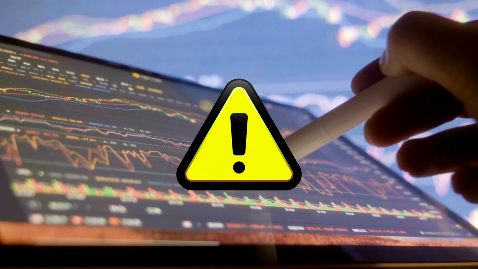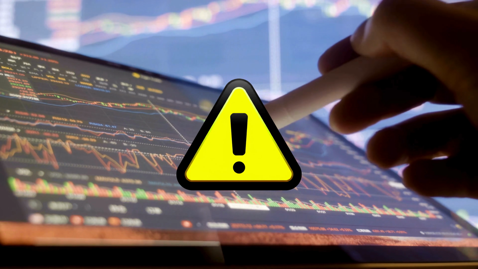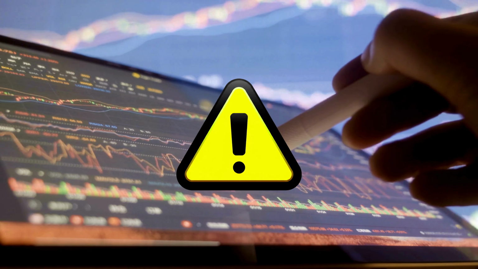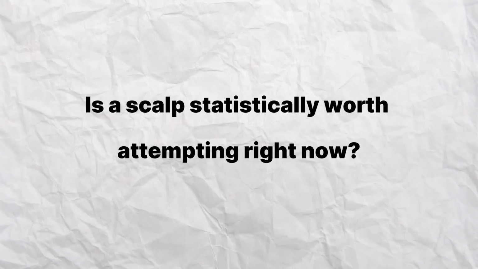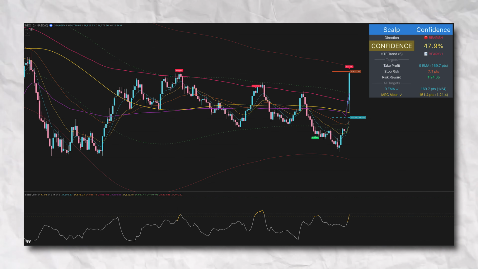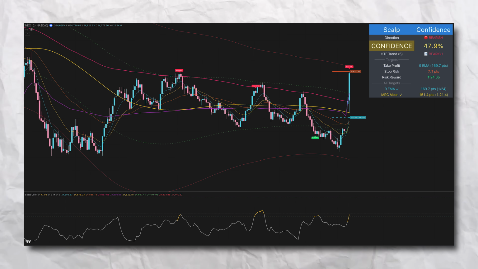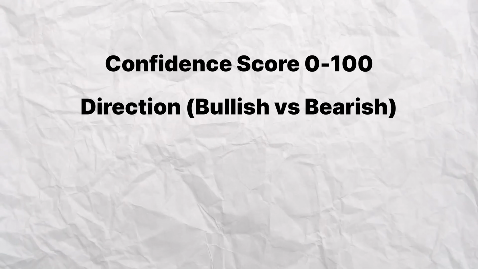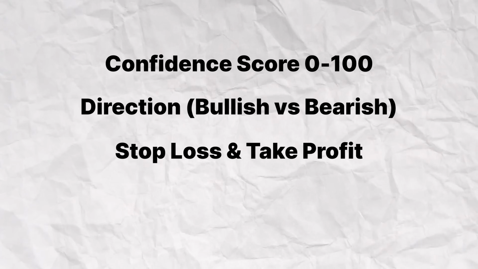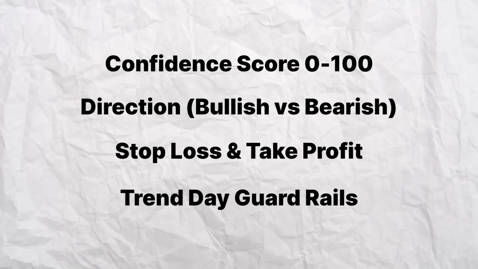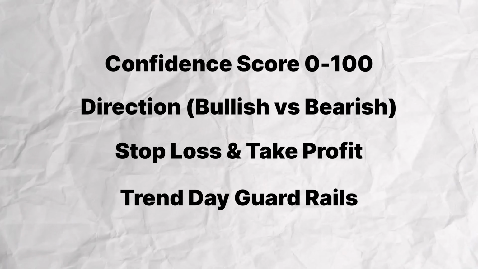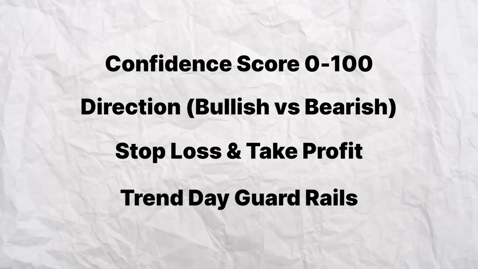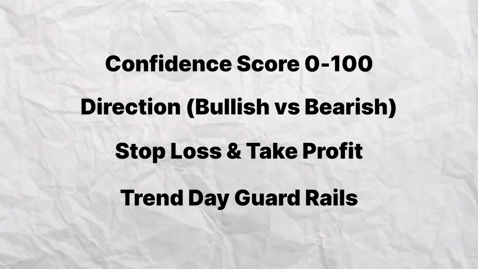So Dr. Oz Trades and our team collaborated to build a custom indicator that answers a simple question: is a scalp statistically worth attempting right now? This indicator combines multiple different indicators all into one with different weight factors to output the following results. A confidence score from 0 to 100, the intended direction of the scalp, bullish or bearish, stop loss and take profit targets, and crucially, this indicator also has guardrails in place to avoid massive trend days or negative gamma environments, so you don't get steamrolled scalping against the trend.